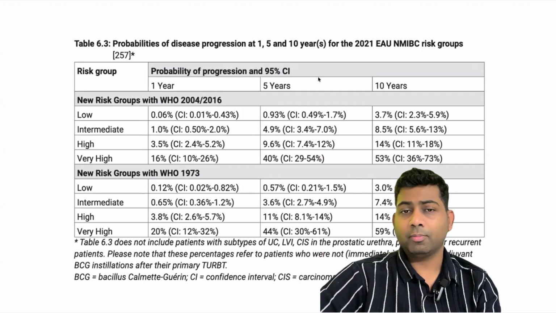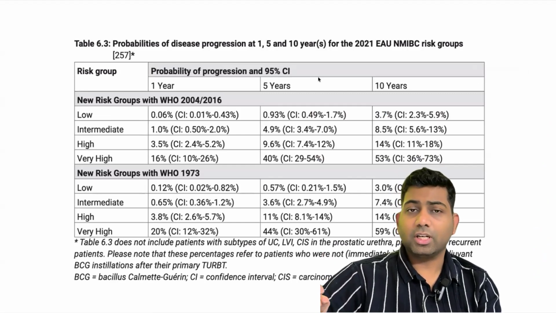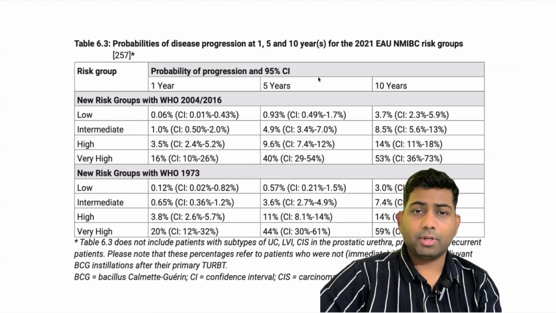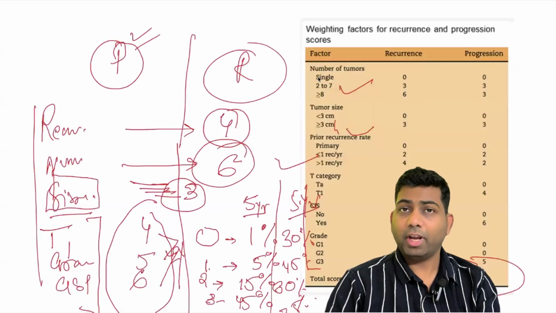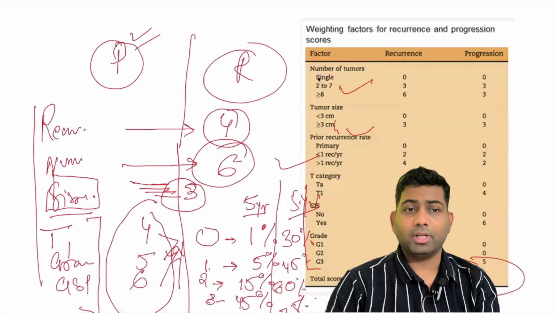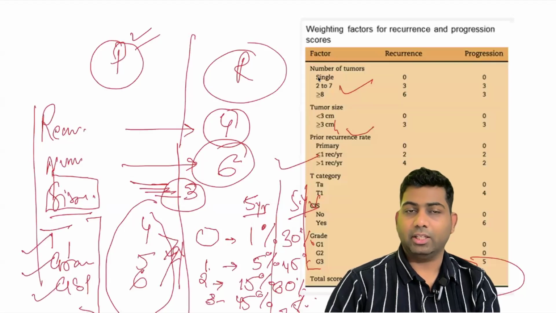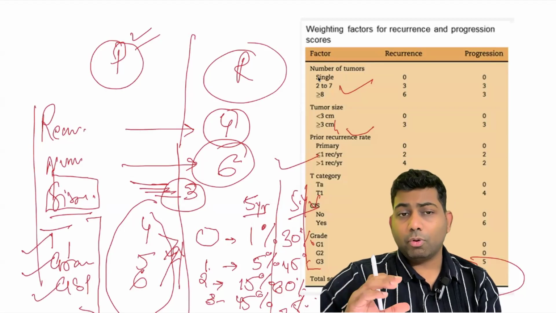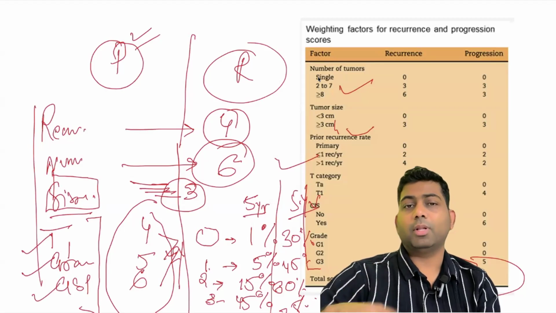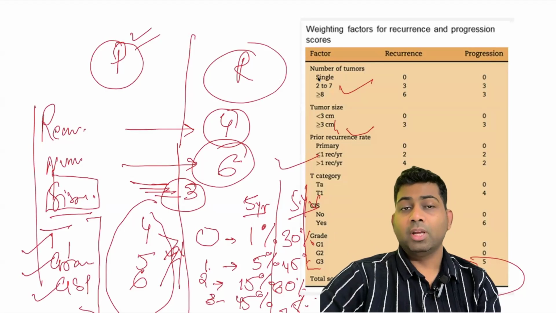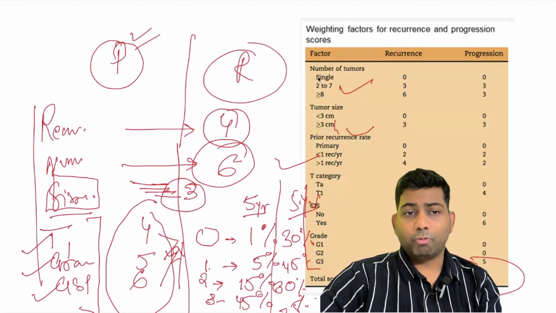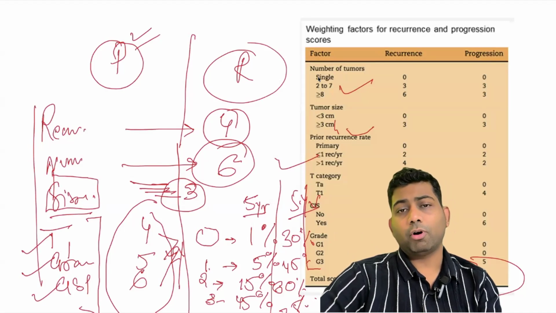Very high risk means the patient has all the three parameters. We go back. What do you mean by EAU very high risk? EAU very high risk means the patient has a T1, a G3, and a CIS, along with one high risk factor like age. So if you have all the three factors, you label the patient as EAU very high risk. What is going to be the 5-year progression rate? All the three parameters are there, it is going to be around 45%.